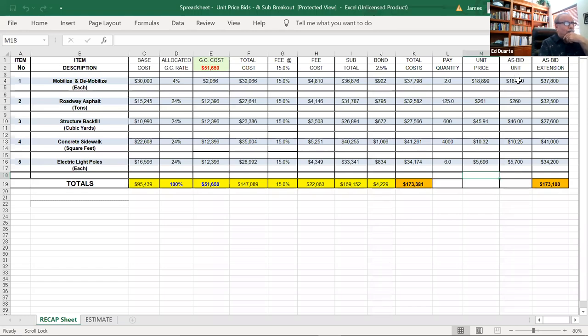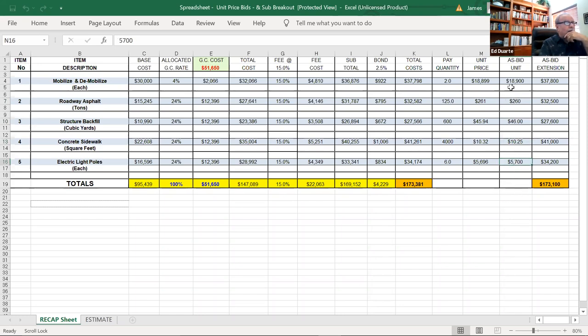a little easier. So the as bid becomes 18,900, the round down a dollar to the asphalt at 260 a ton, $46 a yard, $10.25 a square foot, or 5,700 each.